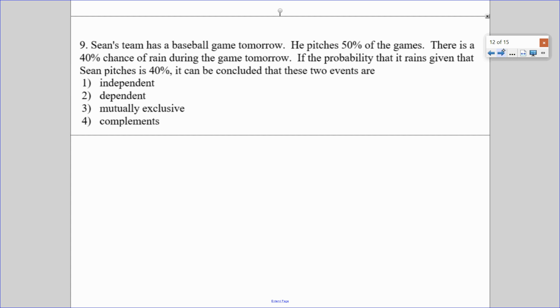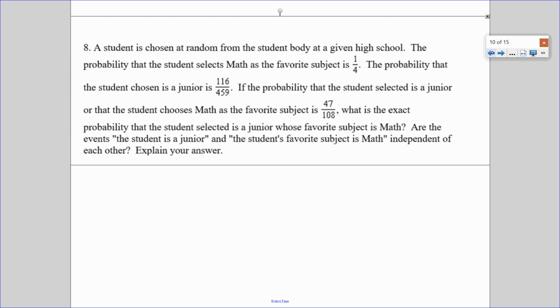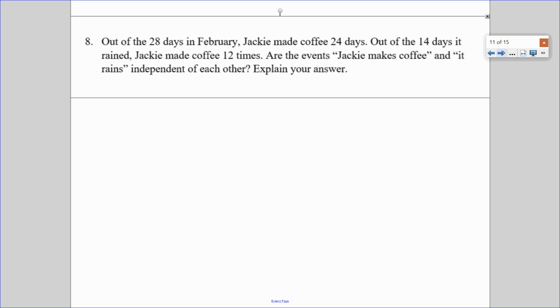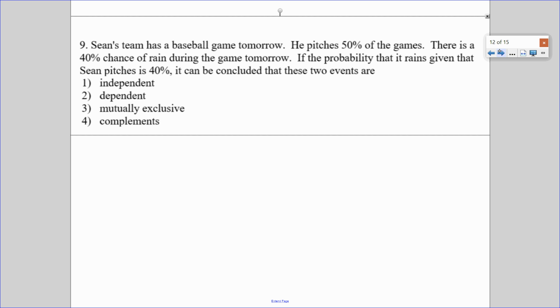Let's take a look at number 9. Basically, for these ones I'm skipping here, if there's no two-way table, you're probably going to want to make a two-way table. 9. Sean's team has a baseball game.